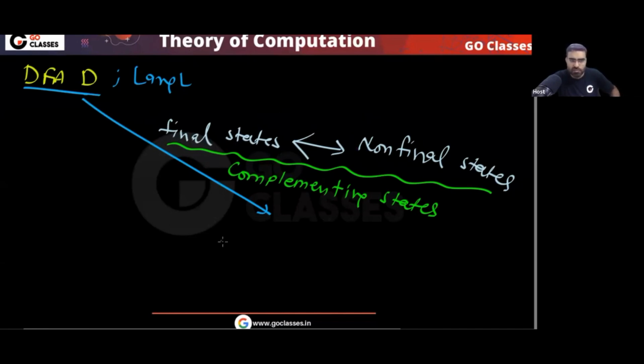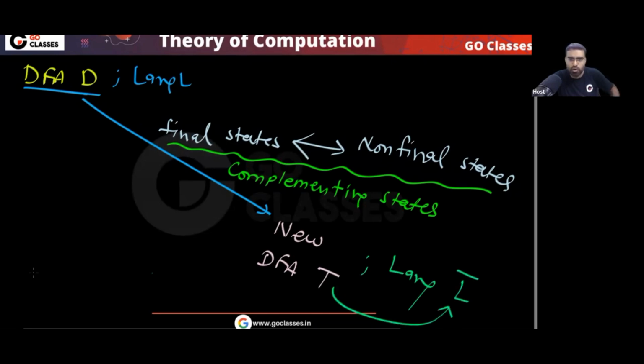Now in this situation, you will get a new DFA. Let's call it T. Tell me, what will be the language of this new DFA T? That will be L complement. Yes or no? Is this point clear?